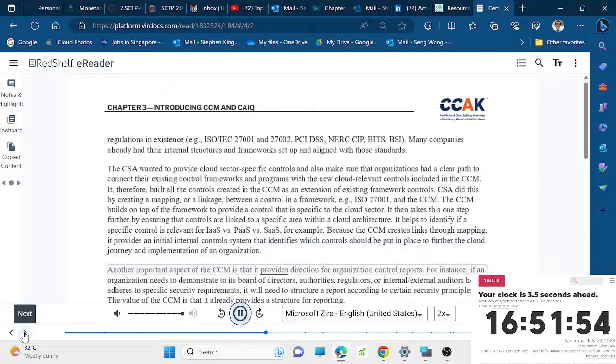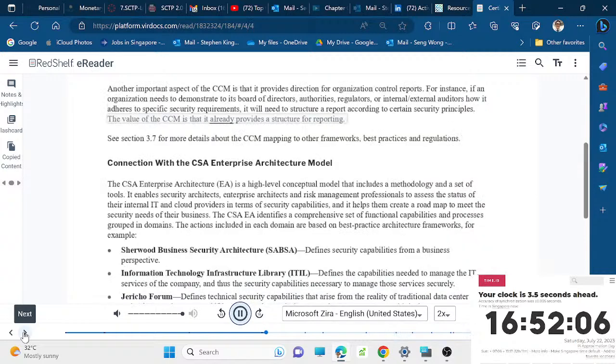Another important aspect of the CCM is that it provides direction for organization control reports. For instance, if an organization needs to demonstrate to its board of directors, authorities, regulators, or internal/external auditors how it adheres to specific security requirements, it will need to structure a report according to certain security principles. The value of the CCM is that it already provides a structure for reporting. See section 3.7 for more details about the CCM mapping to other frameworks, best practices, and regulations.